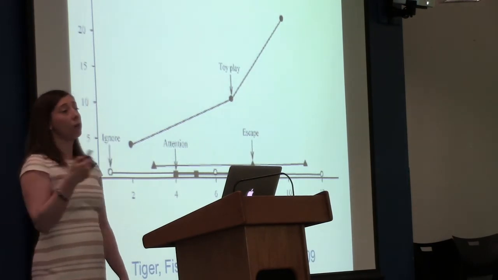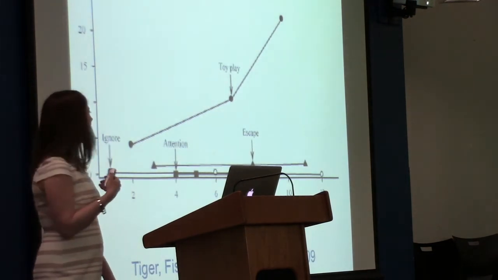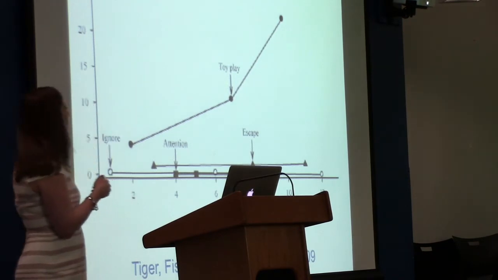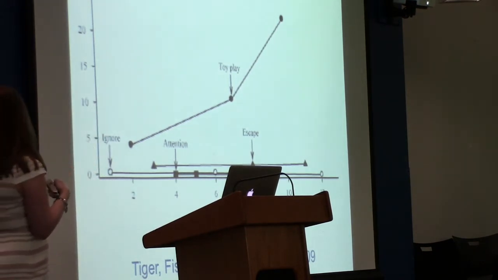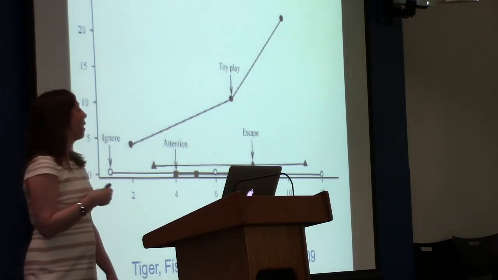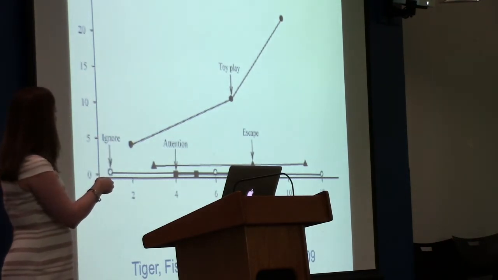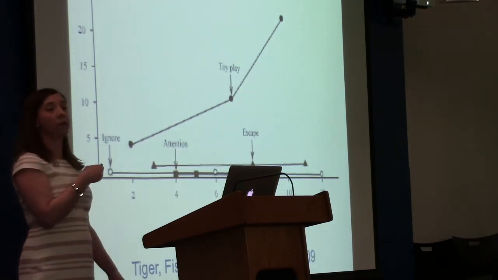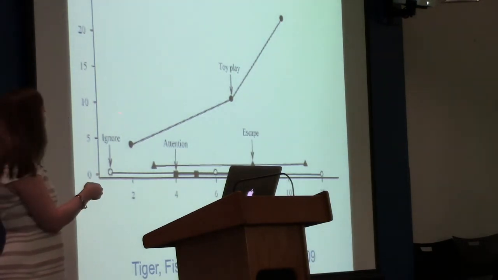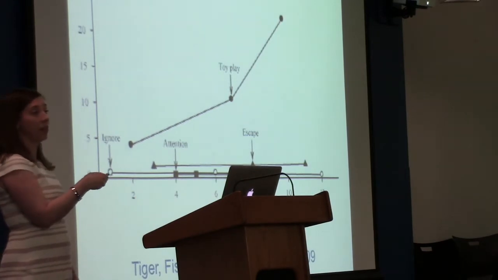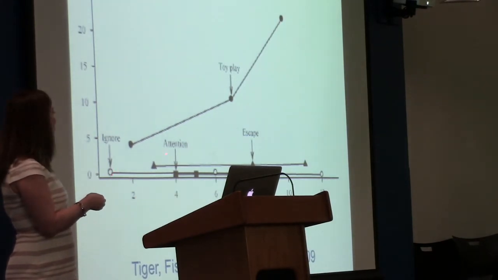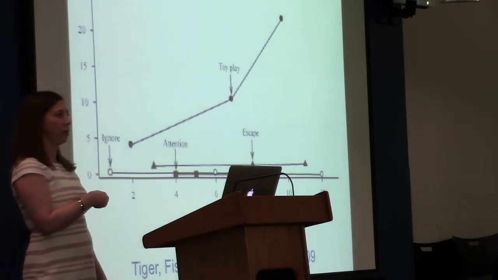So what I'd like you to do is take a look at this particular graph, and I think it's reasonable if you want to talk with people around you about why you might get something like this. Here you're seeing sessions along the x-axis and the rate of behavior along the y-axis. In the toy play condition, which was their control condition in the functional analysis, you see high levels of behavior and an increase in trend. And for the ignore, the attention, and the escape conditions, you have low levels of behavior.